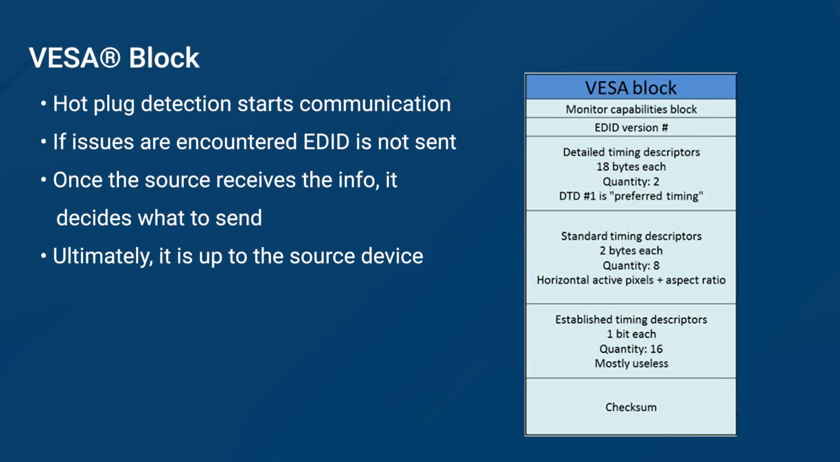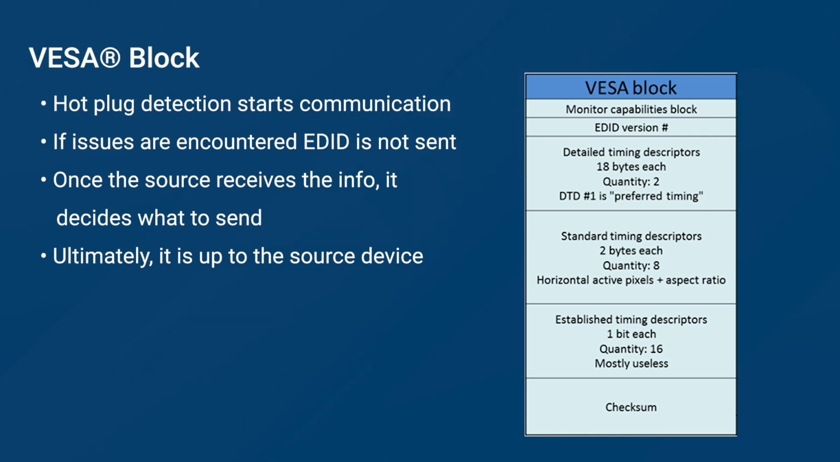Once hot plug detection occurs and DDC channel communication begins, in the case of HDMI, the sink device sends its EDID information to the upstream connected device. Any issue with the hot plug detection will cause EDID not to be sent. This can be caused by a compromised cable. The information sent includes, among other things, all of the resolutions and audio formats that the device supports and what resolutions the display prefers. Once the source receives this information, it decides what to do next.